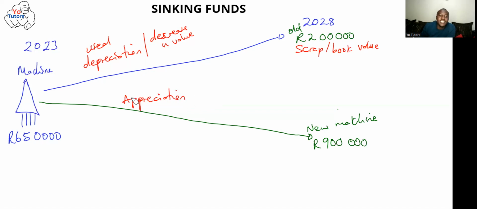What causes appreciation is inflation, the increase in prices. The price of bread that we bought last year, 2022, is now different. It has increased. The same applies to the machine. So this is due to inflation, and the price increases.